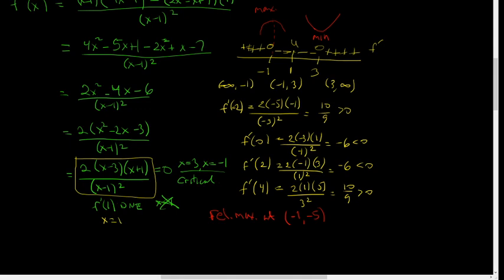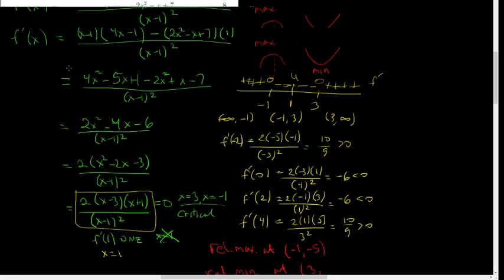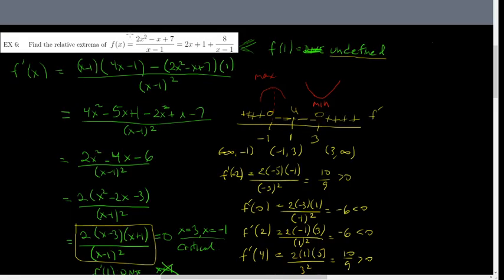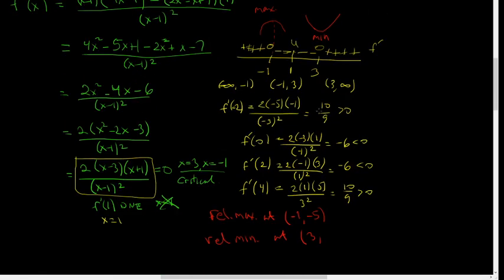And then where do we have a relative minimum? At 3. So relative minimum at x equals 3. And what's y going to be? Well, I'll let you do the arithmetic there. Again, you don't plug it into the derivative. You plug it into the original function to get the y coordinate. And what you should get is 11. Okay, so that should answer the original question.